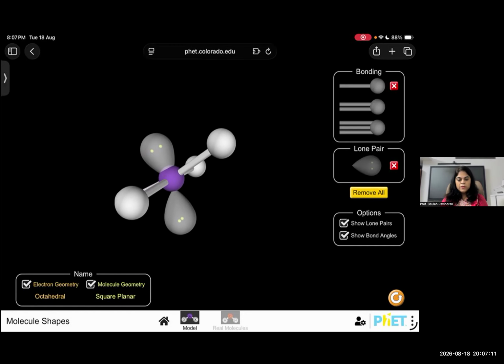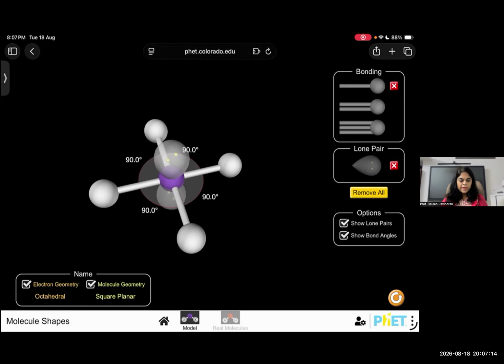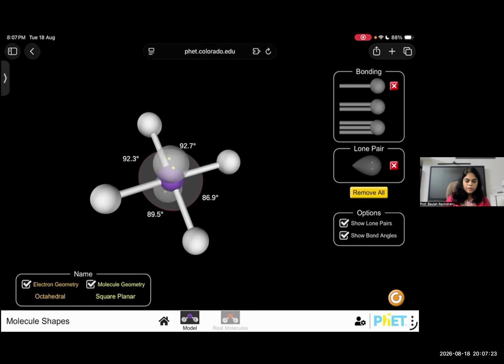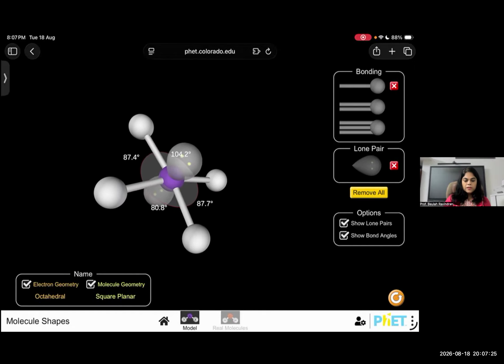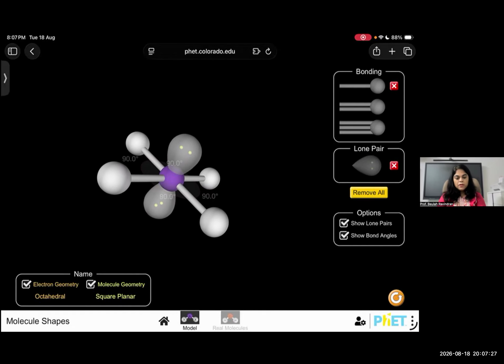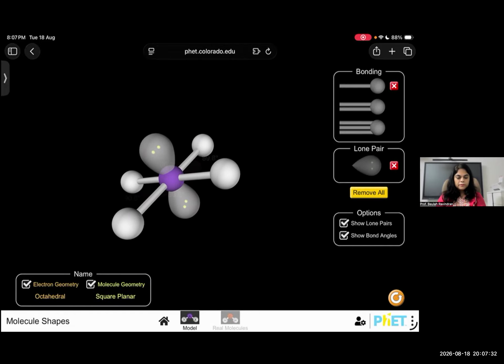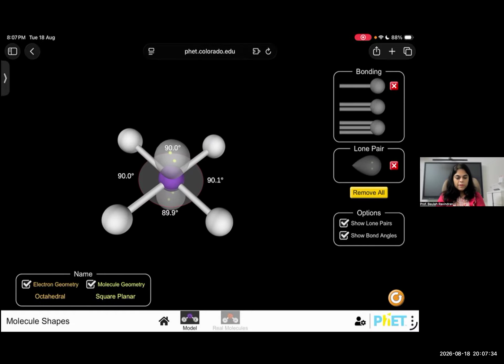Then we'll see AB4E2. This shape is square planar. The square planar has 4 bond pairs, 1, 2, 3, 4, and 2 lone pairs. The angle is 90 degrees. The electron geometry is octahedral. Example, XeF4. These are all the examples.